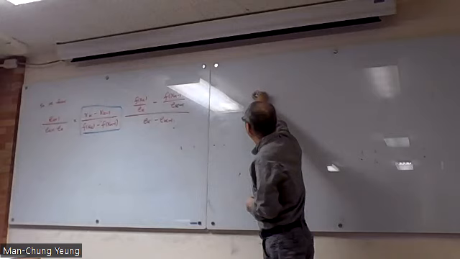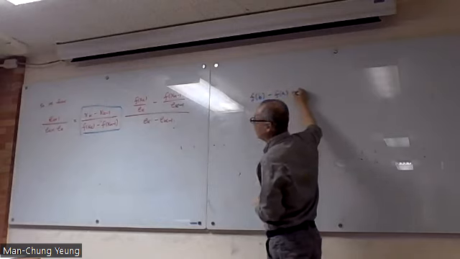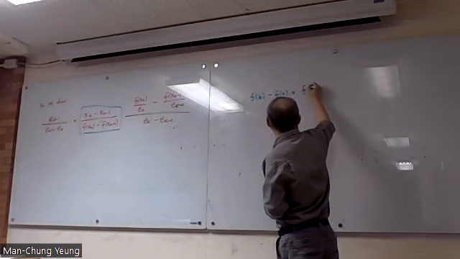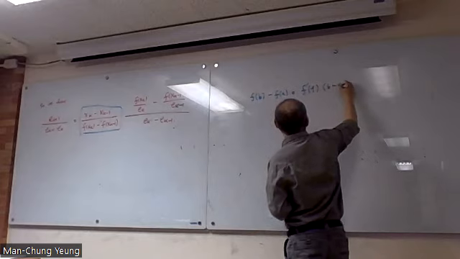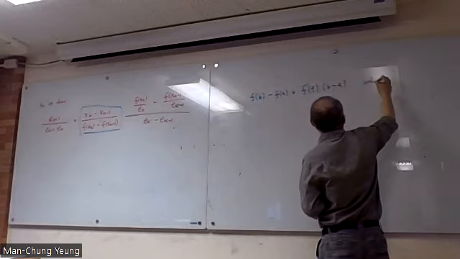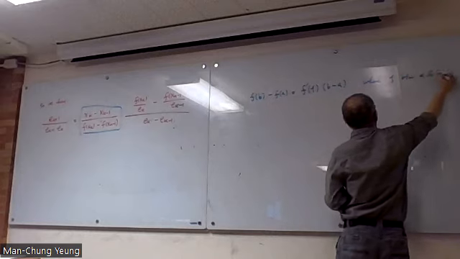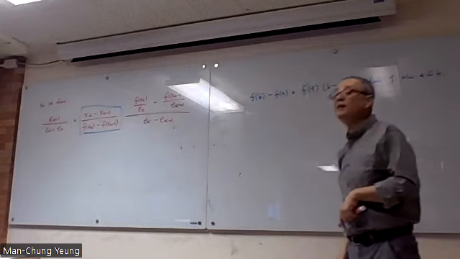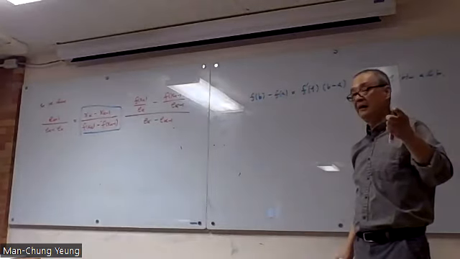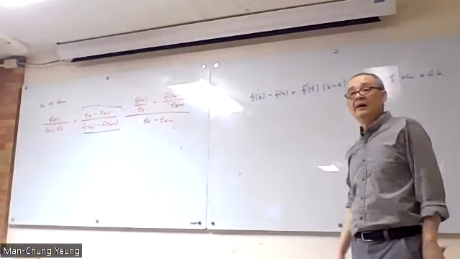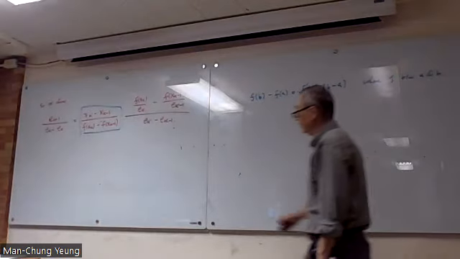It says that f(b) minus f(a) is equal to the derivative at some point xi, times b minus a, where xi is between a and b. Yeah. The mean value theorem for derivative is on my notes. Okay, on my notes.